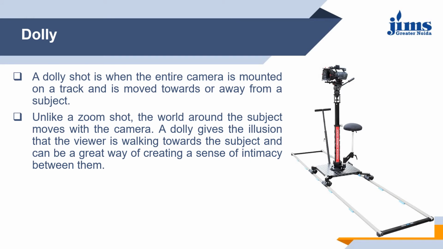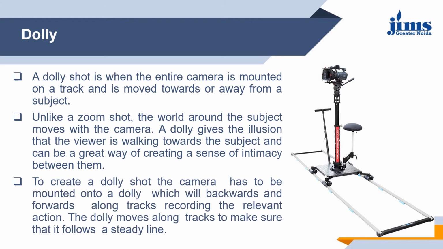Unlike a zoom shot, the world around the subject moves with the camera. A dolly gives the illusion that the viewer is walking towards the subject and can be a great way of creating a sense of intimacy between them. To create a dolly shot, the camera has to be mounted onto a dolly which moves backwards and forwards along tracks recording the relevant action. The dolly moves along tracks to make sure that it follows a steady line.